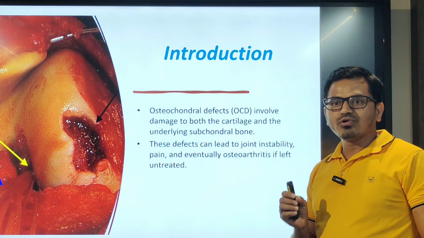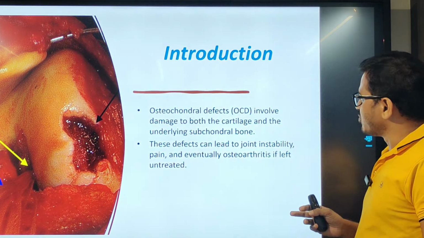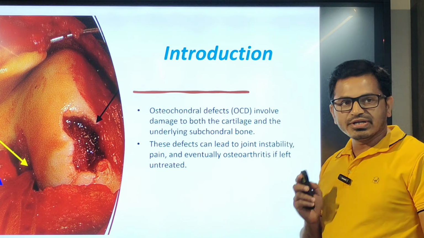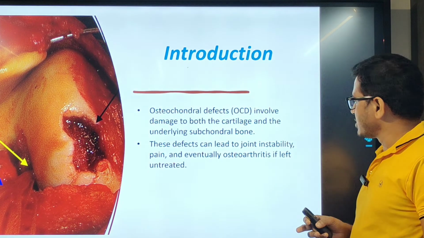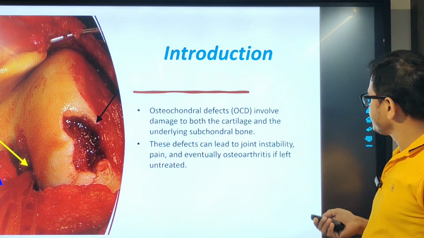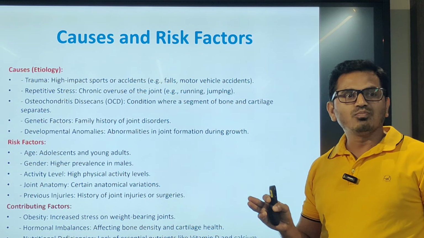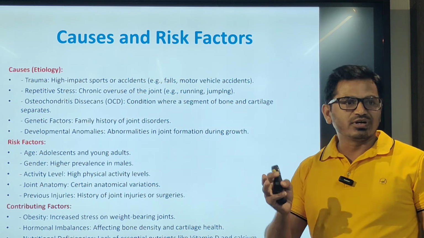Osteochondral defects usually involve damage to both cartilage and underlying subchondral bone. These defects can lead to joint instability, pain, and eventually osteoarthritis if left untreated. By managing these defects, we can prevent further complications and preserve joint function.